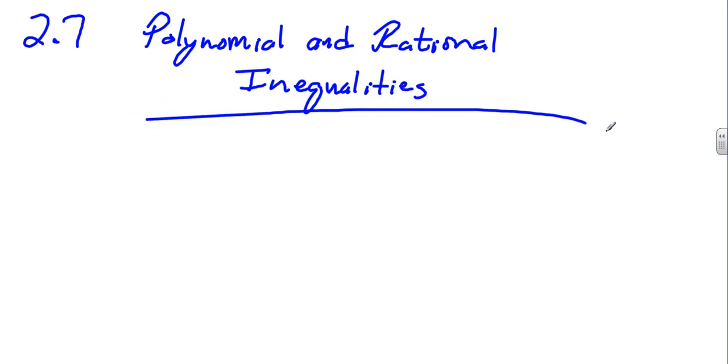Okay, for 2-7, here's the big change. Now, we're still doing rational, so we're still looking at fractions. We're also doing polynomial, which is back to x to the seconds and x to the thirds and x to the fourths and that kind of thing. But the big thing for this one is it's inequalities.